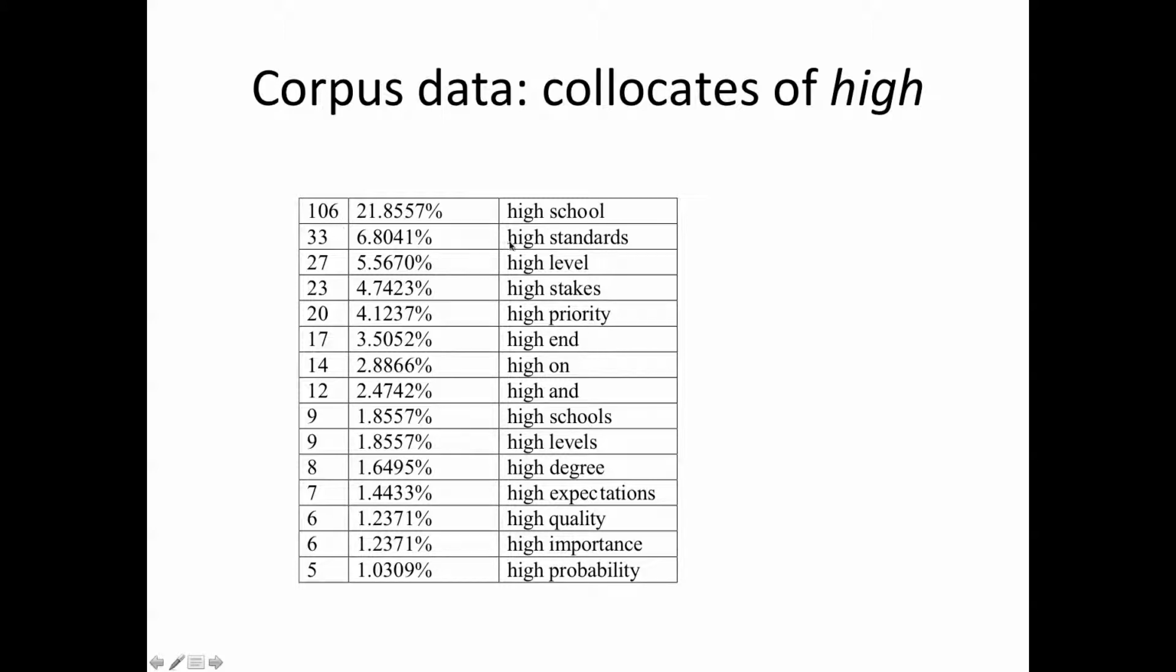And then we have here high standards, 6% of all the instances of high, or 7% of all the instances of high: high level, high stakes, high priority, high end, high on, high and something, high levels, high degree, high expectations, high quality, high importance, high probability. So you see high here, so it showed up as being very frequent, even though it's not a collocation.